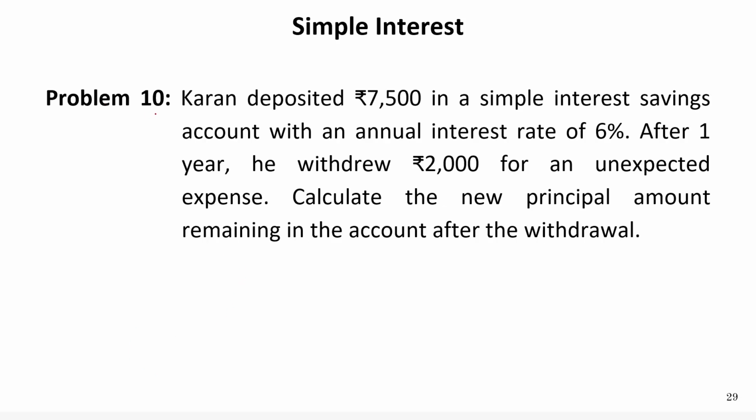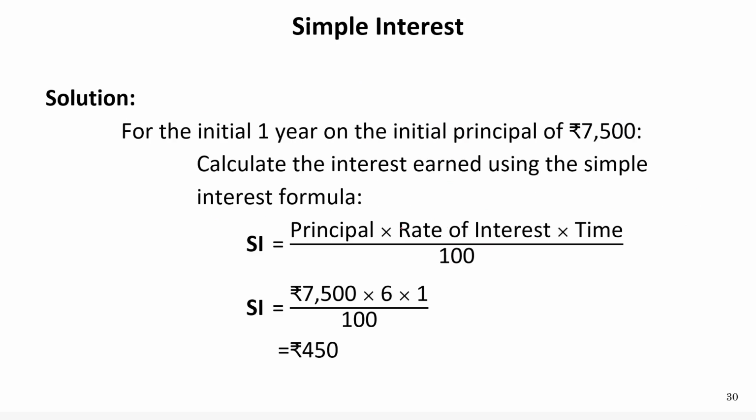Okay, so let's see problem number 10. A person deposited 7500 in a simple interest savings account with an annual interest rate of 6%. After 1 year, he withdrew 2000 for an unexpected expense. Calculate the new principal amount remaining in the account after the withdrawal. For the initial 1 year on the initial principal of 7500, calculating the initial interest earned, simple interest is equal to what? Principal amount into rate of interest into time, that is PRT whole by 100, because the rate of interest is given in percentage here.